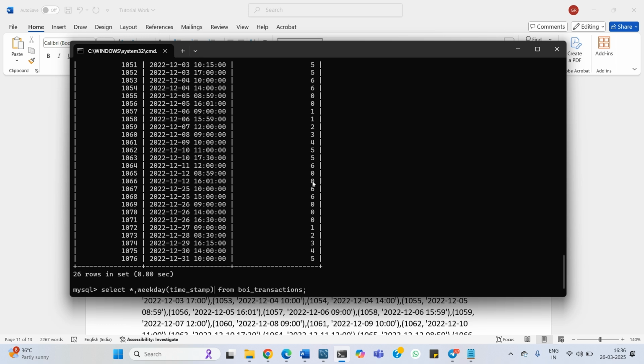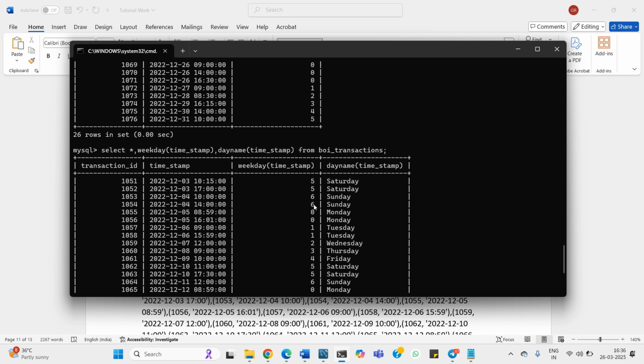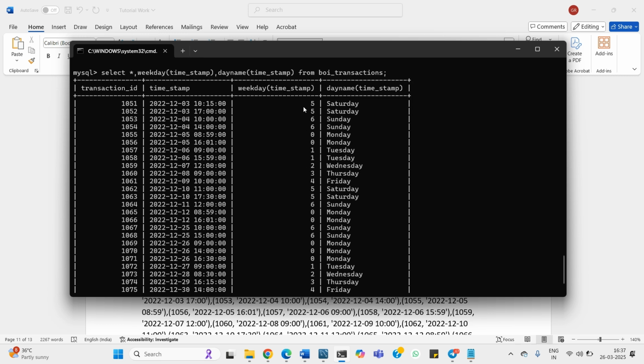If I hit enter on day name, I can show you how the day name looks. The weekday of this date is 5 because it's a Saturday, and if it is a Sunday, it is the next day, 6. So you can say weekdays range from 0 to 6 because there are 7 days in a week.